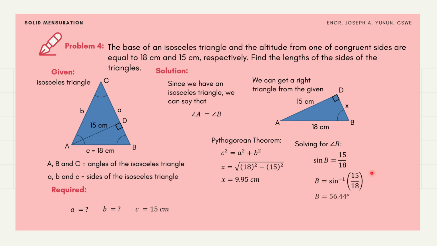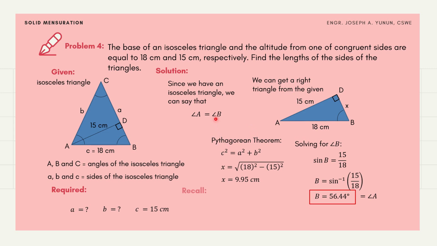Simplifying that, you get an angle of 56.44 degrees. And probably this is also equal to this value. From this particular solution, similarly, this is applied if you're going to provide a given on this one as the altitude, then you can solve for angle A. So for this particular one, this is also equal to angle A.